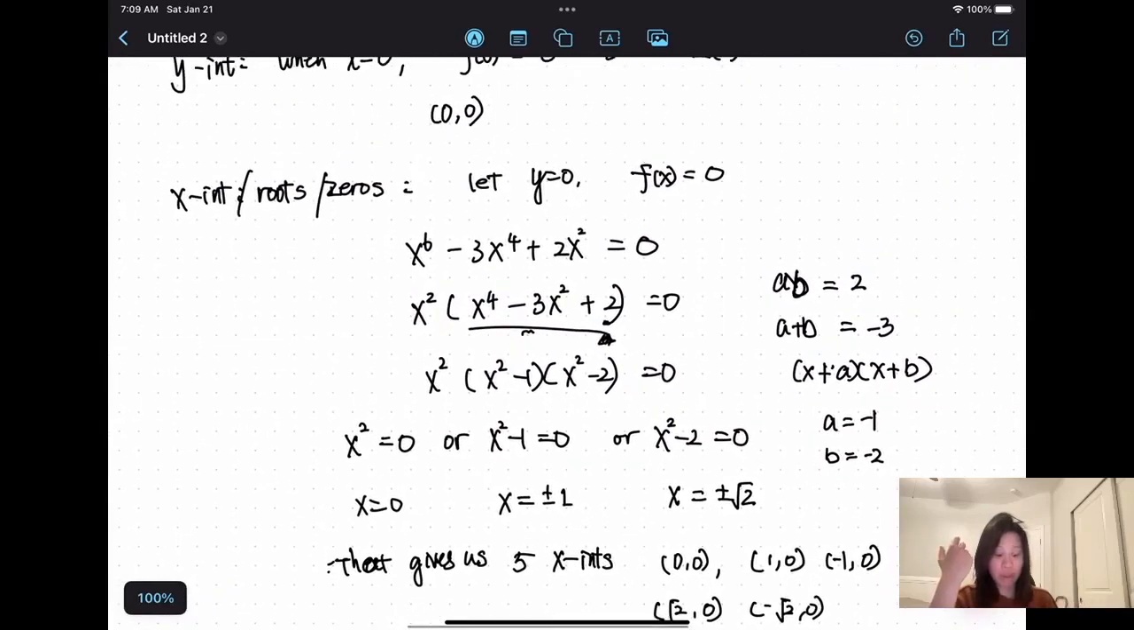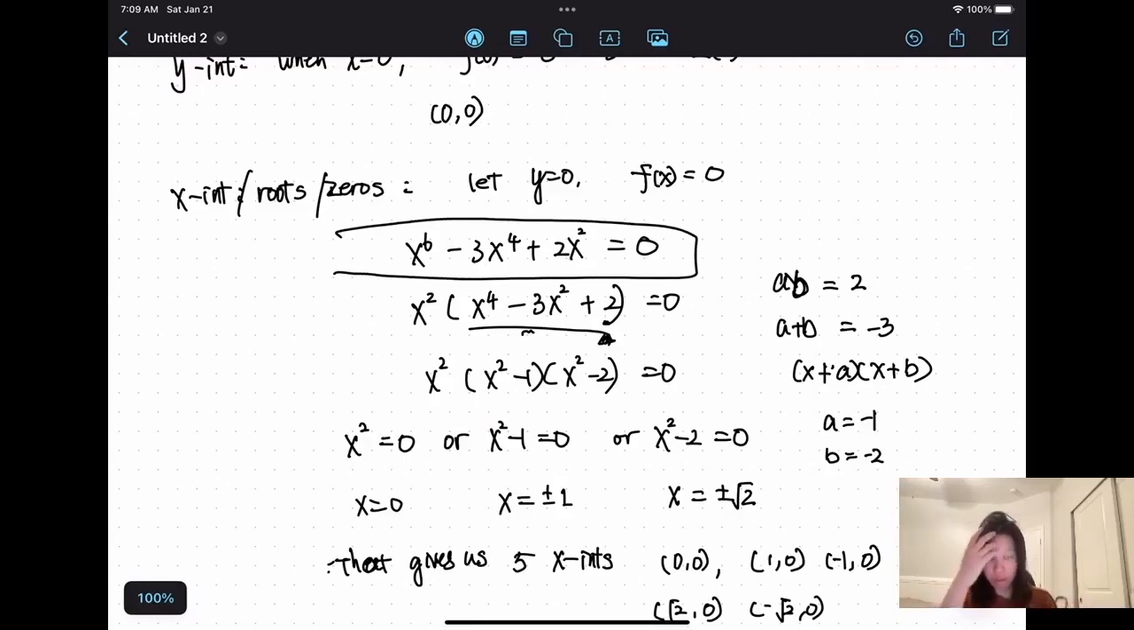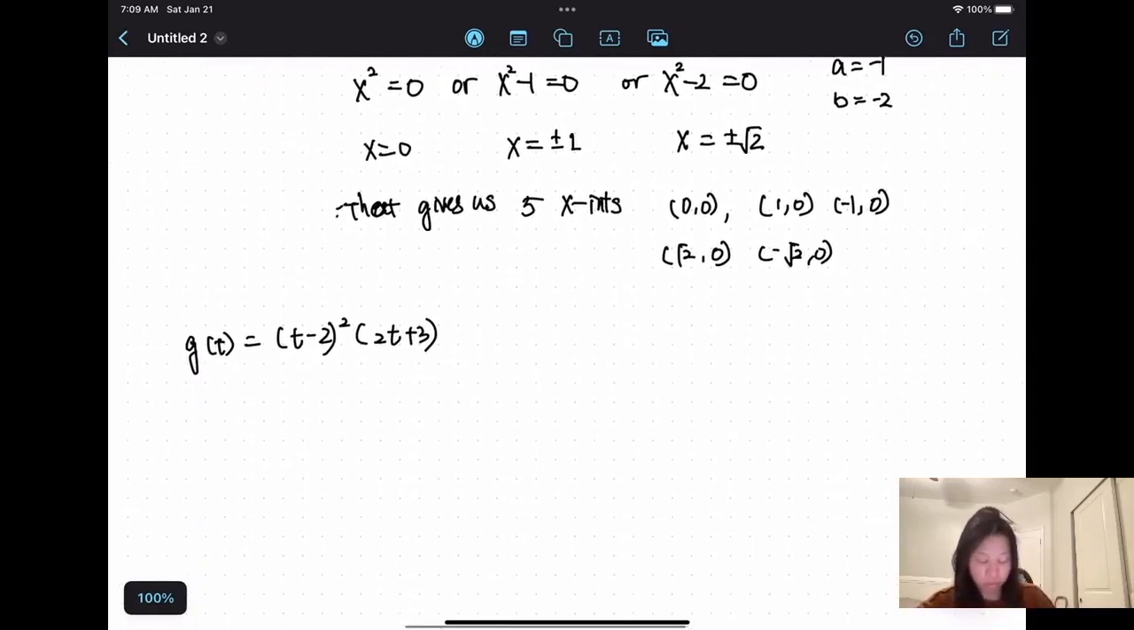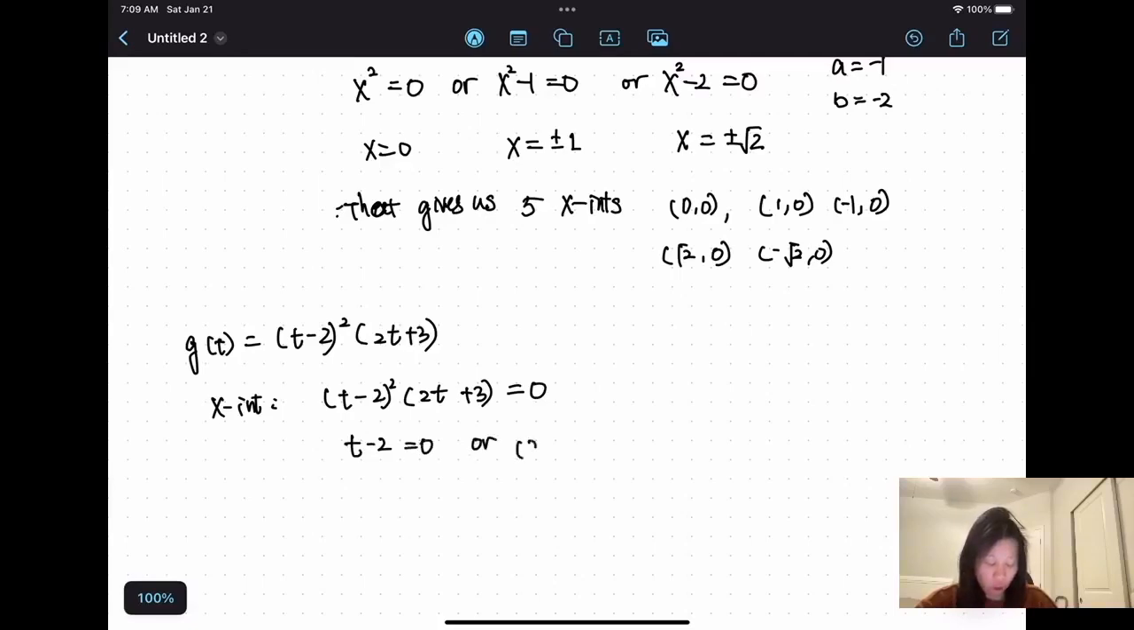In our previous example, they gave you a standard form, so your first approach is to try to factor it. When we try to solve for the x-intercepts, zeros or roots, that means I want the function equal to 0. So I have either t minus 2 equals 0 or 2t plus 3 equals 0. When I solve it, I have t equals 2 or t equals negative 3/2. You can calculate that by yourself.